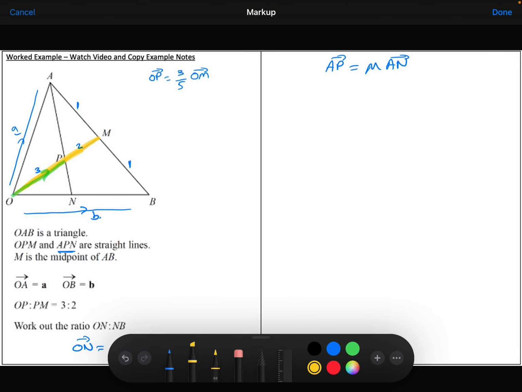Vector O to M, well, that's the same thing as me going from vector O to A and then A to M. Now, A to M, that's half of A to B. And that's hopefully now enough information for me to write this in terms of my vectors A and B. Because I know that O to A is vector A, and I know that vector A to B, well, that's the same as going from A to O plus O to B. So that's minus A plus B.